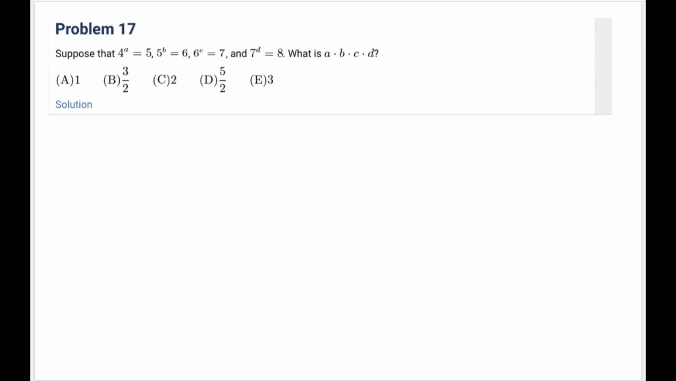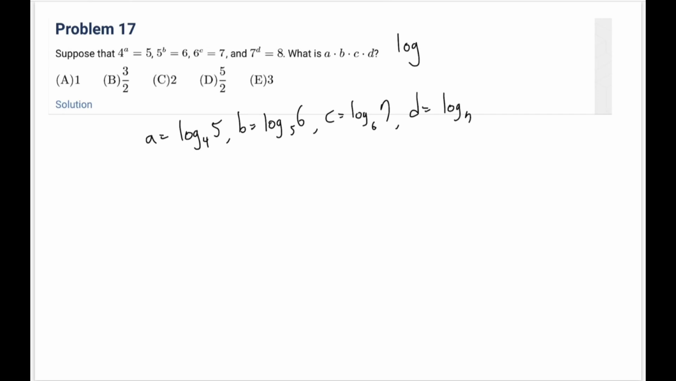Okay, so if you know the concept of log, then this should be easy for you, because that says that a is log 4 of 5, b is log 5 of 6, c is log 6 of 7, and d is log 7 of 8, right? But then 8 is 2 to the 3rd power, so this is 3 log 7 of 2.